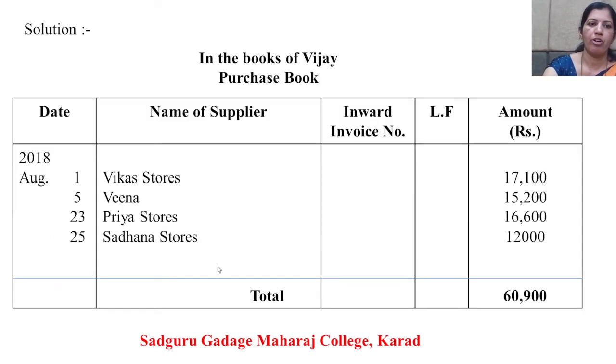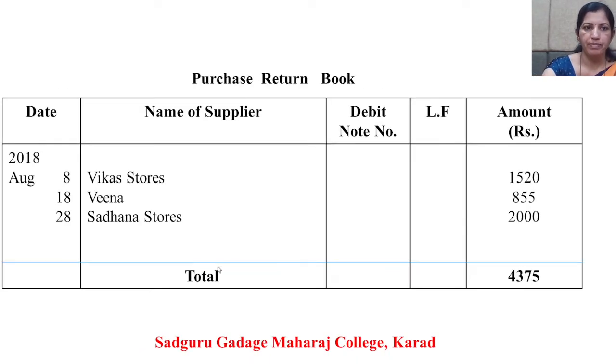See the recording of this transaction. Date 18 in the purchase return book. Name of supplier Veena. Value 855. 900 minus 5% discount. 5% of 900 is 45. 900 minus 45 is 855. Then next.